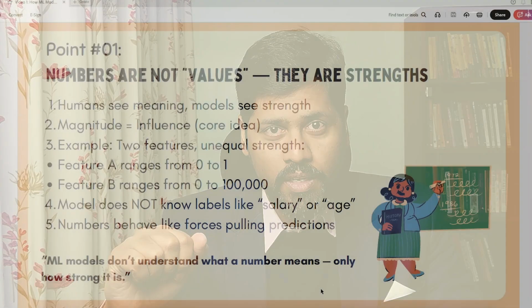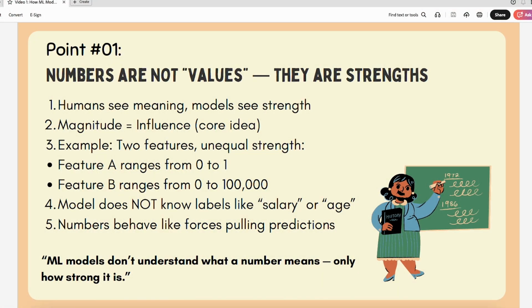Numbers in a model basically behave as forces that push predictions either in an upward direction or in a downward direction. The bigger the number, the upward push; the smaller the number, the downward push. So ML models don't understand what a number means. It only understands how strong the number is.